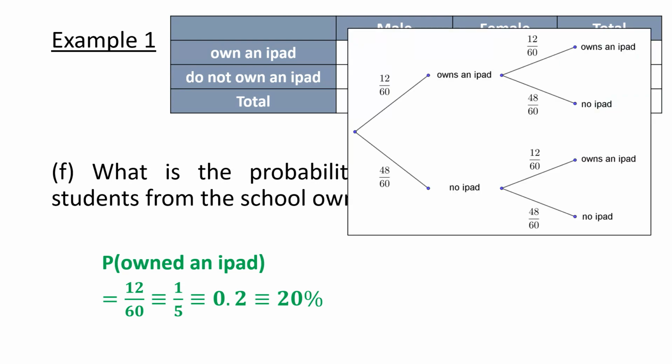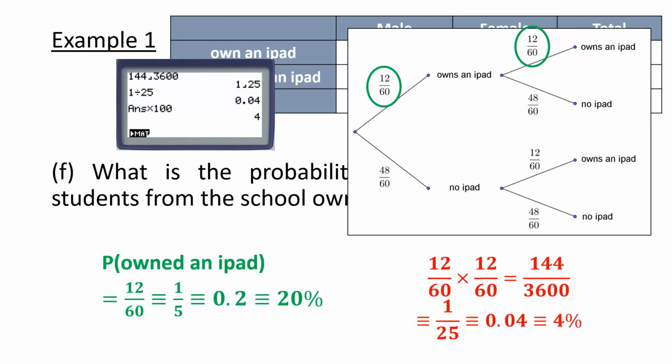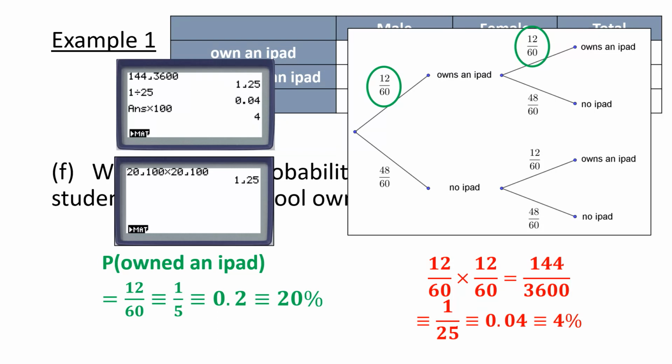Now, let's link this into our probability trees, because if we draw a probability tree, we've got this diagram here, those that own one and those that don't own one. We're interested in 2 students, one student and another student owning an iPad. So what do we do with these probabilities? We multiply them, remember? We multiply the 2 probabilities, 12 out of 60 times 12 out of 60 gives us 144 out of 3,600, which gives us 4%. Remember, we could have used the 20% and times it by 20%. 20 over 100 times 20 over 100 gives us the same thing.